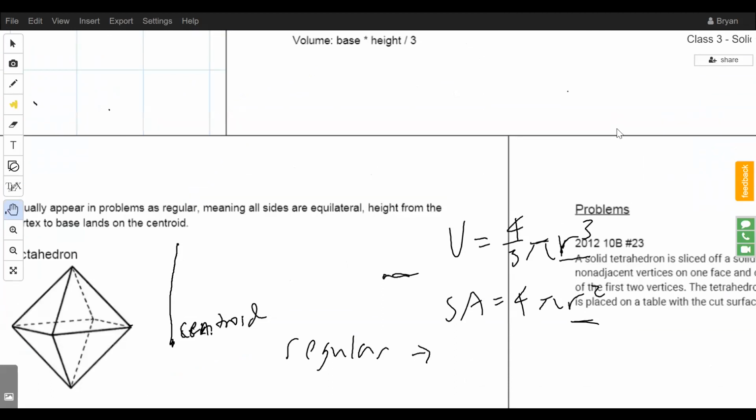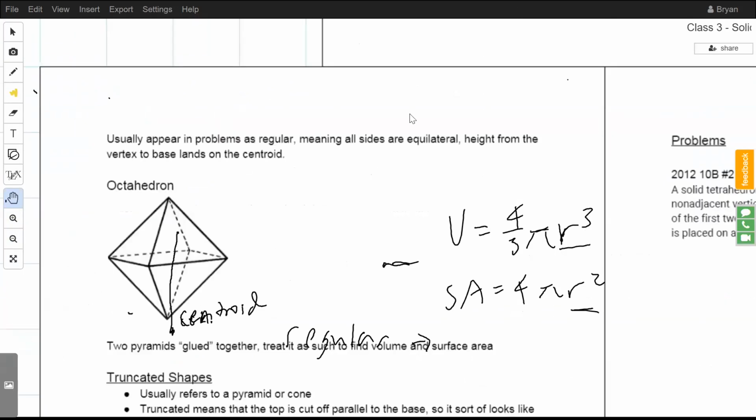Oh look, I can disable it. That's interesting. Okay, well, you guys can try to annotate now. I don't know if you can.